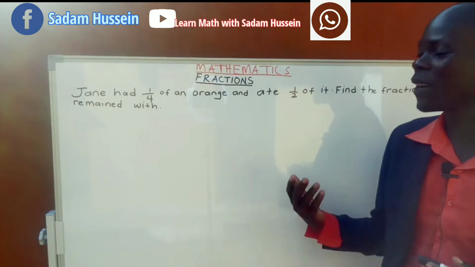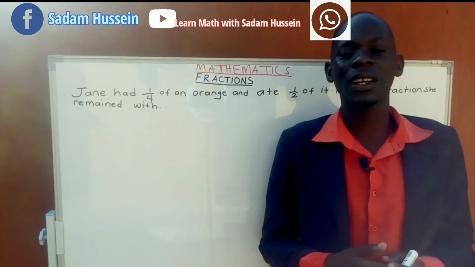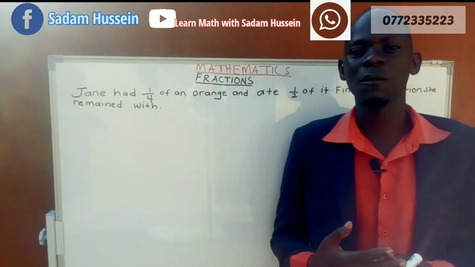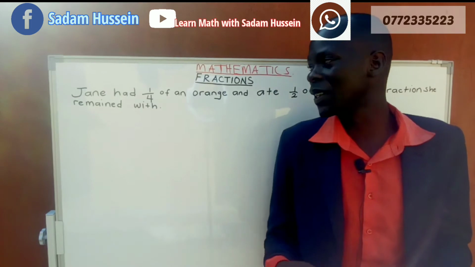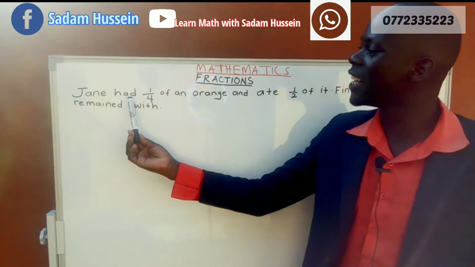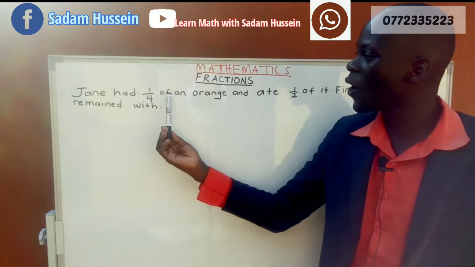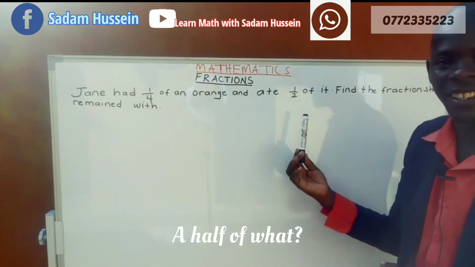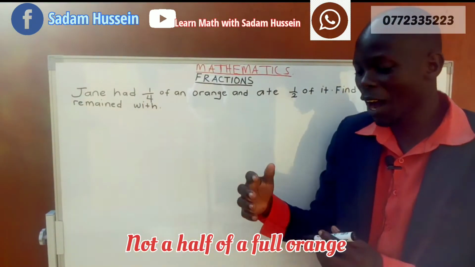So here is something from fractions. I was asked by one of your colleagues how we work out these numbers, because he was getting confused, but I said I can still handle it and we see how all people can benefit from it. Now it's from under fractions and the question is, Jane had a quarter of an orange and ate a half of it. A half of what? A half of the orange that she had, not a half of a full orange.